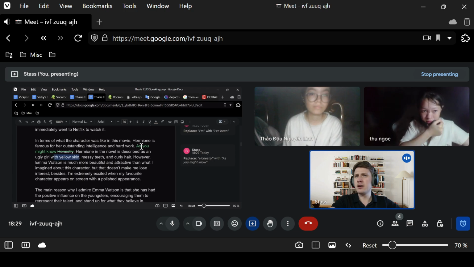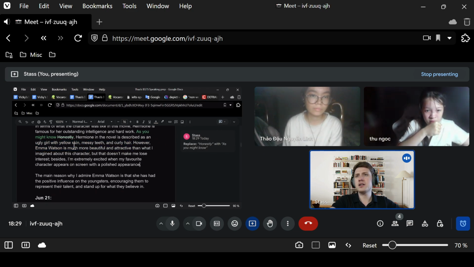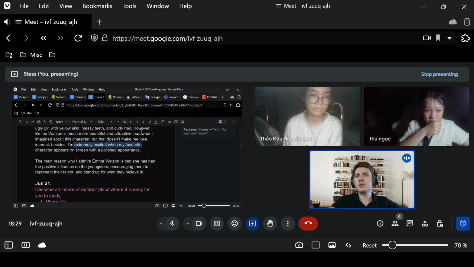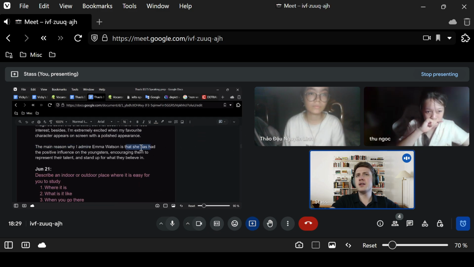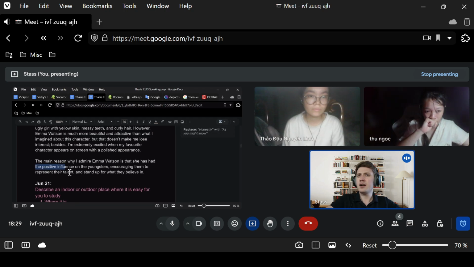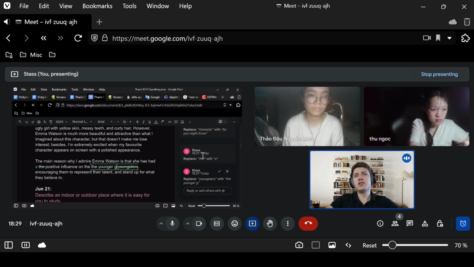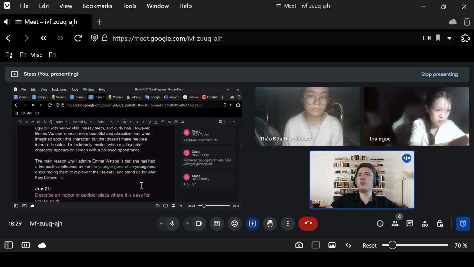Hermione is described as an ugly girl with yellow skin. Much for people attracted to blue. Extremely excited when Hermione appears on screen. The main reason why I admire her is that she has had a positive influence on youngsters, if not the best, the younger generation. Encourage them to represent talents and stand up for what they've been doing.